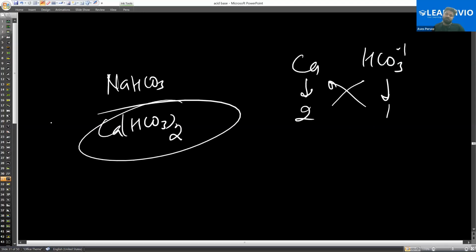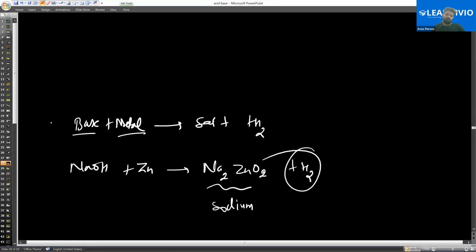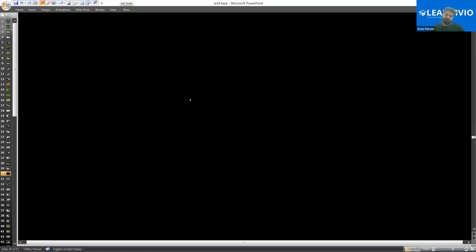Got it? समझ आया? So any metal carbonate and any metal hydrogen carbonate, whether it is copper or any other metal, कोई भी metal carbonate और कोई भी metal hydrogen carbonate, acids के साथ reaction करने पर हमेशा salt plus water plus carbon dioxide बनाएंगे. Okay? So how can we get the name of the salt?